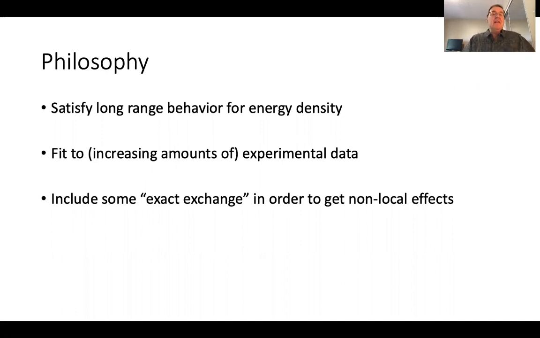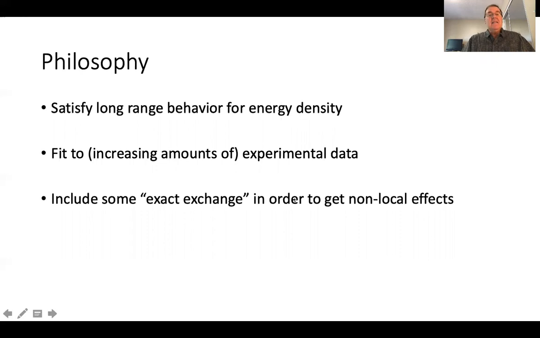So his philosophy was this: I want to get the long-range energy density right. That is, I want it to go as 1 over R, because the electron sitting out here sees a +1 potential at large distances. He's going to fit to experimental data. So he says, look, there's some things I want to get right, and I'm going to fit. And as he goes on, he'll use increasing amounts of experimental data. But at some point, he develops a GGA, and that's Becke 88.